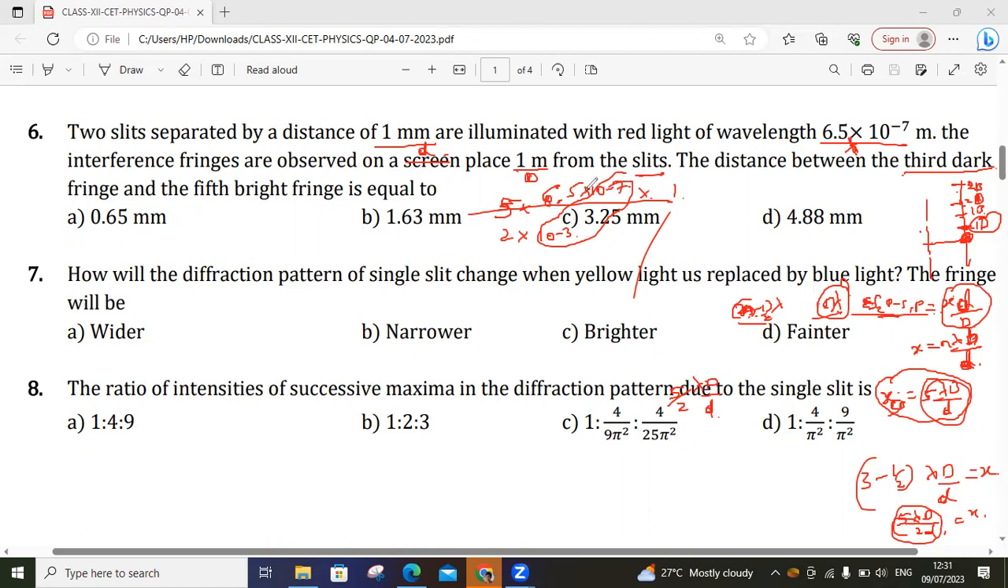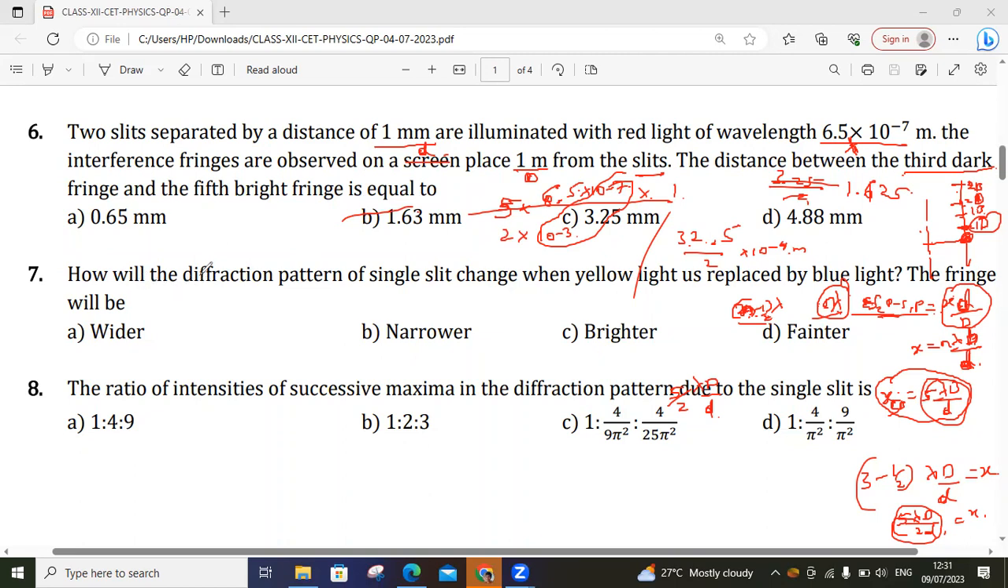Then 6.5 into 5, 5 is 25. 32 by 2 into 10 power minus 4. All are in mm, so this is in meter. 10 power minus 3 if you take off, it will be 3.25. 3.25 by 2, that is 1.625, that is 1.63. Okay, we'll go to 7th.